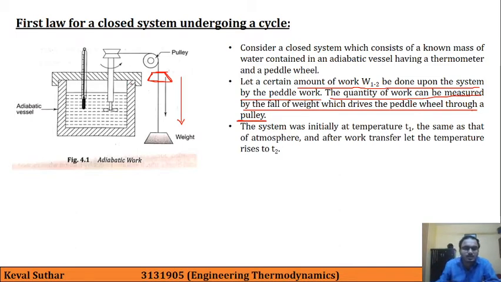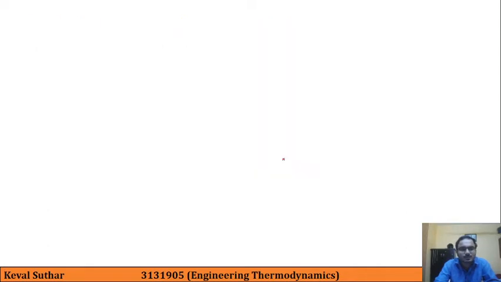So as this paddle wheel is rotating, the temperature of this water will increase. So the system was initially at temperature T1, the same as that of atmosphere, and after the work transfer, let the temperature have been raised to T2. The pressure is always 1 atmosphere. So this is the arrangement for our case.